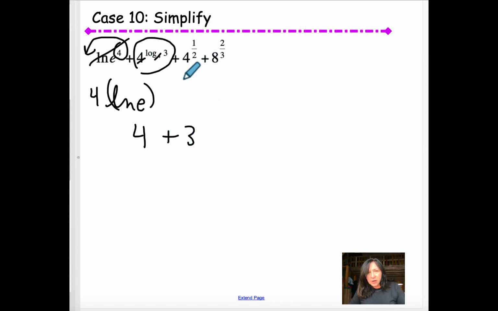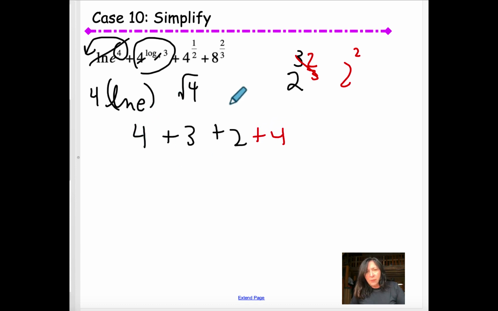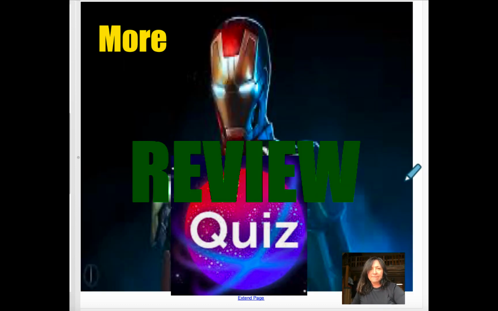This value here is saying the square root of 4, which is 2. So plus 2. And this one right here is saying 8 to the 2/3. So 8 is actually 2 cubed, and then we make that to the 2/3 power. The 3's are going to cancel, so I've got 2 squared, which is 4. So that's plus 4. So what is that? 4 plus 4 is 8, 9, 10, 11, 12, 13. So my simplified answer is 13.